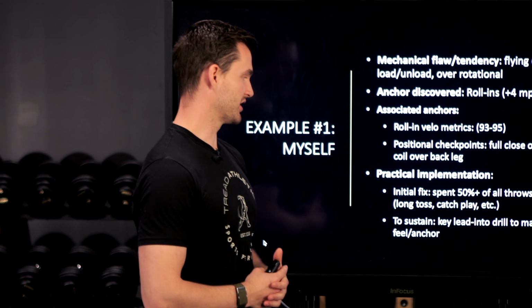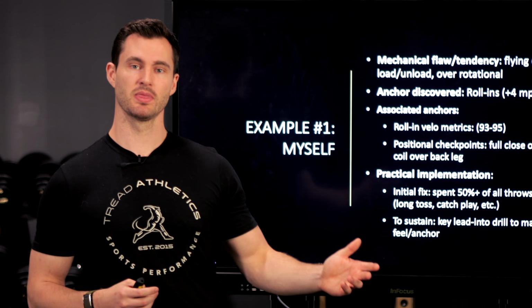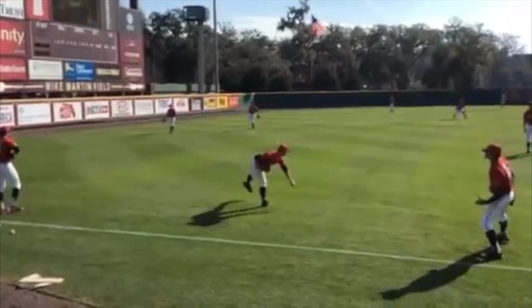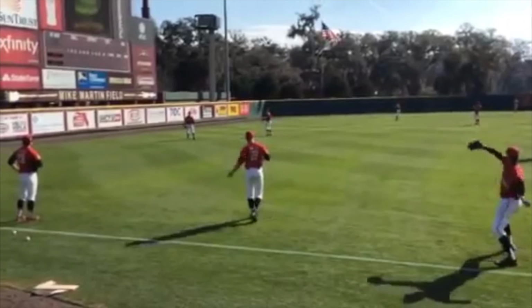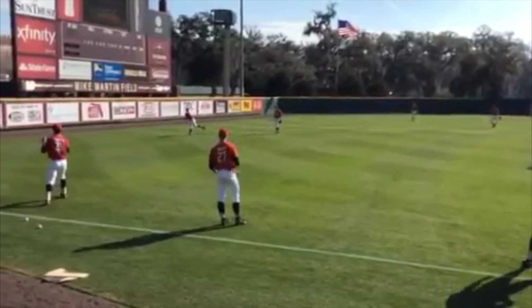I spent 50+% of all my throws throwing out of a roll, and that happened to be my anchor. I realized that, and so I spent a lot of reps trying to pattern that. So I would long toss out of it, I would do most of my catch play throws out of it, and so there was a ton of volume initially, but from there I had the pattern.